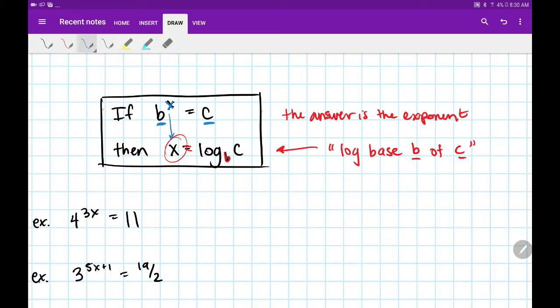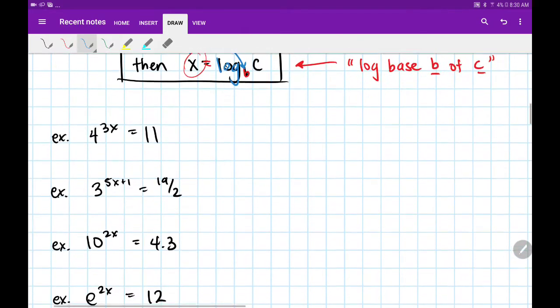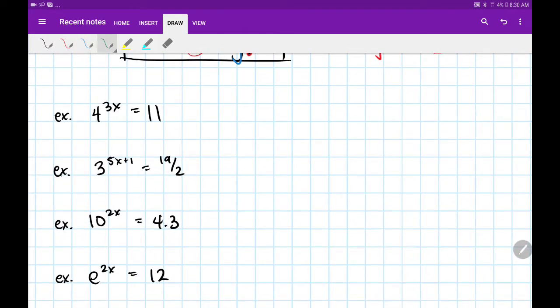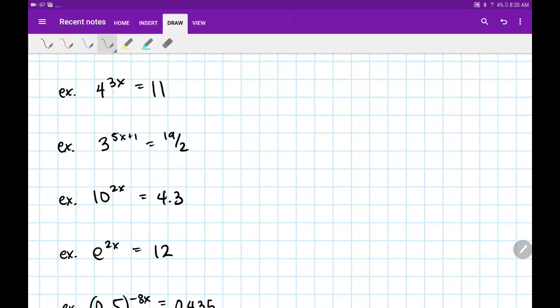But for now, just know that when we're going from exponential to log form, you drop the exponent, write log, make the base the small little base, and then the leftover guy gets the log. Let's look over here. Some examples. Okay, this is in exponential form because I don't see the word log anywhere. So that means I must go into log form. So I'm going to drop the exponent first. To go into log form, I'll say 3x equals log, and what's the base? It's base 4 of 11. That's it.